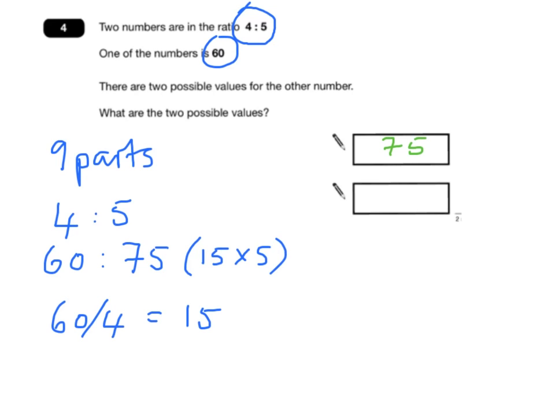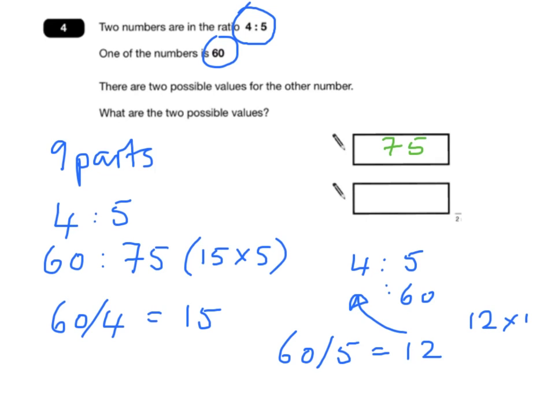However, if we put 60 on the other side, then we're saying the ratio is still 4 to 5, but in this case 60 is going to be here. So if we're saying now that we're splitting 60 into 5 parts, well, 60 over 5 is 12, and therefore this side will be 12 times 4, which is 48. And the ratio will still be 4 to 5.